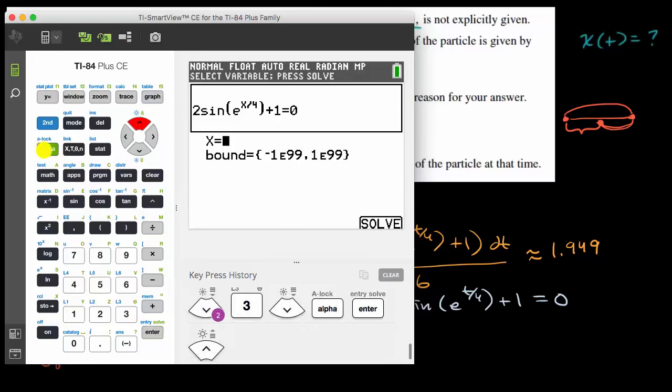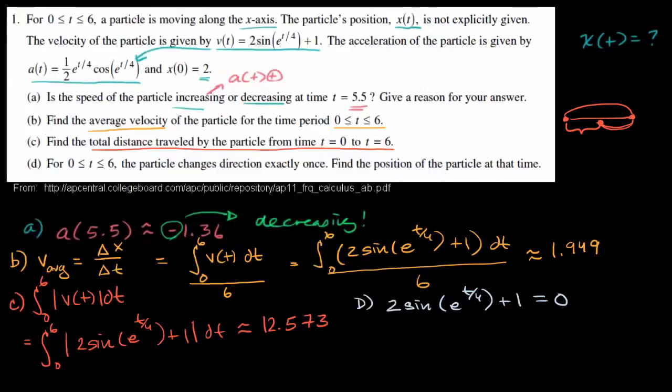And now I just need to solve it. I can do that by hitting alpha and then solve. And then you see it got us to 5.196. So t is approximately equal to 5.196. But remember, they're not asking us at what time the particle changes direction. They want to know the position of the particle at that time.